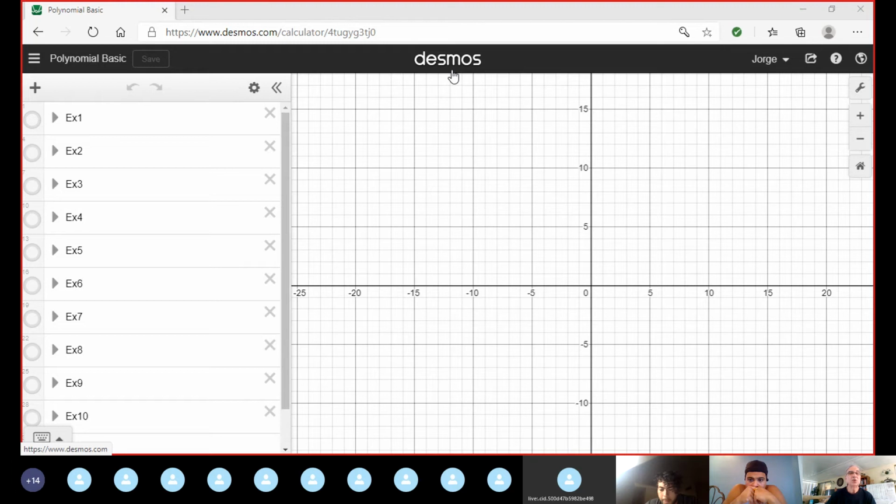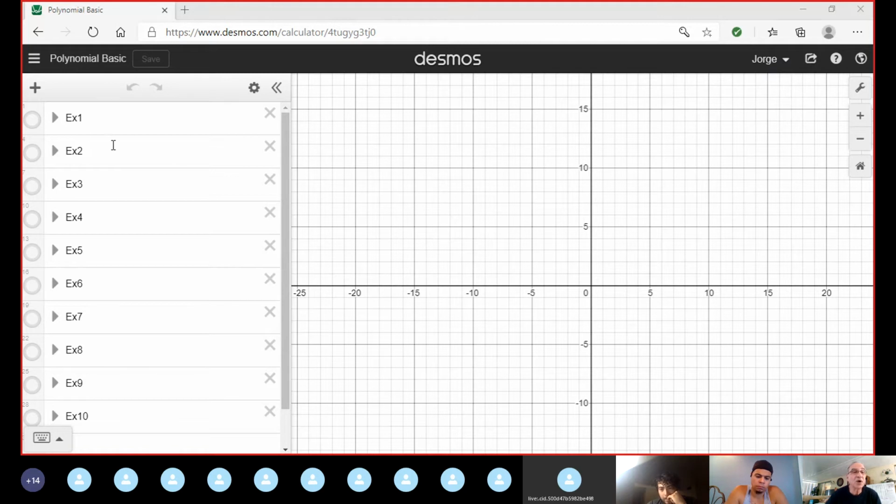You go to the address www.desmos.com. I recommend that you create your own account. Look, this account is Jorge, which is my name. It's super easy because when you create an account, the only information you need to provide is one email address, and you define one password, and that's it. And you have your special account in Desmos, and anything that you do in Desmos, you save, and you can use it in the future.